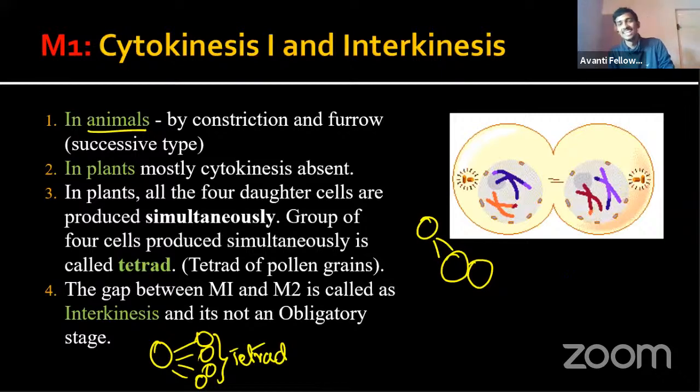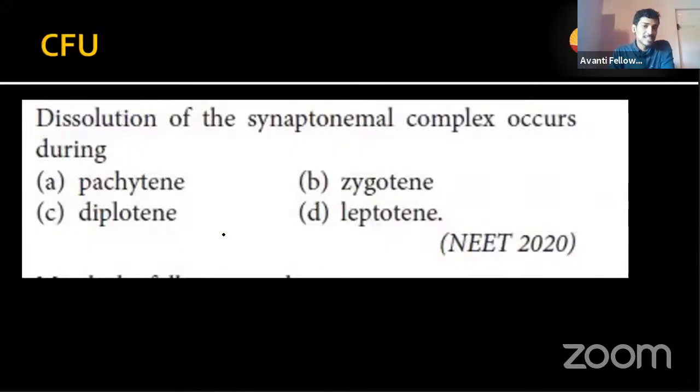That's why. So one question came. After this question, we will go on to some other things. Dissolution of synaptonemal complex occurs during which stage? Options: Pachytene, Diakinesis, Diplotene, Leptotene. I'm launching the poll.